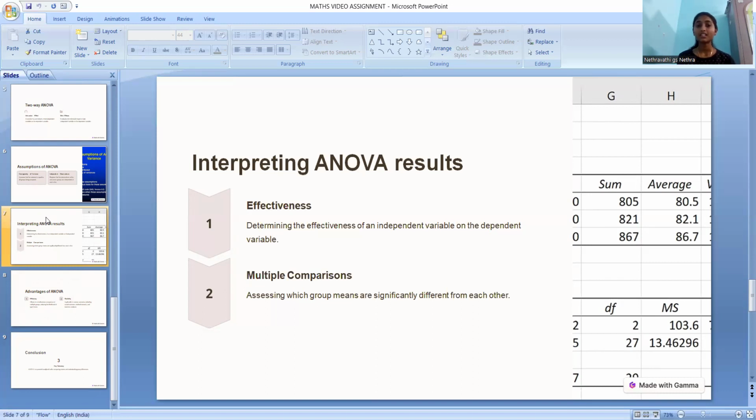Effectiveness means determining the effectiveness of an independent variable on the dependent variable. It's like how much, or to what capacity, one variable depends on another, and by what amount. The second is multiple comparisons, assessing which group means are significantly different from each other. It's like at which place or position there is a difference between two variables, where one is more significant than another, and what categories we consider to say there is a difference between those two variables. Those are the two parts of interpreting ANOVA results.